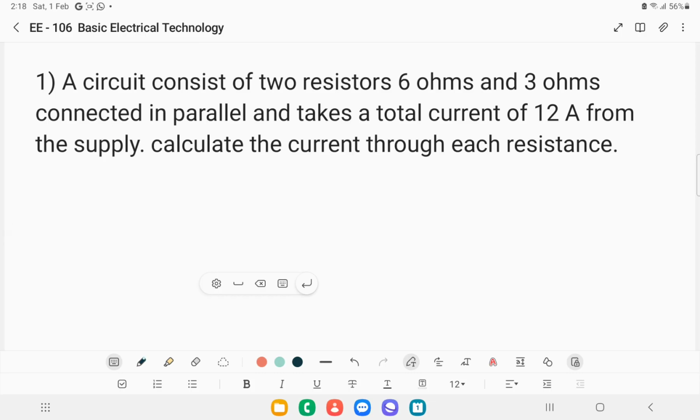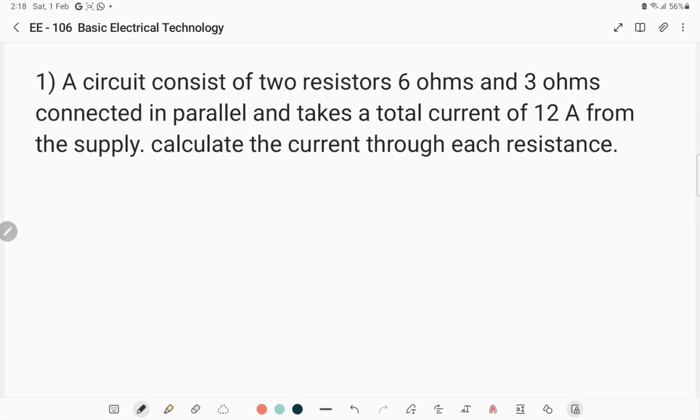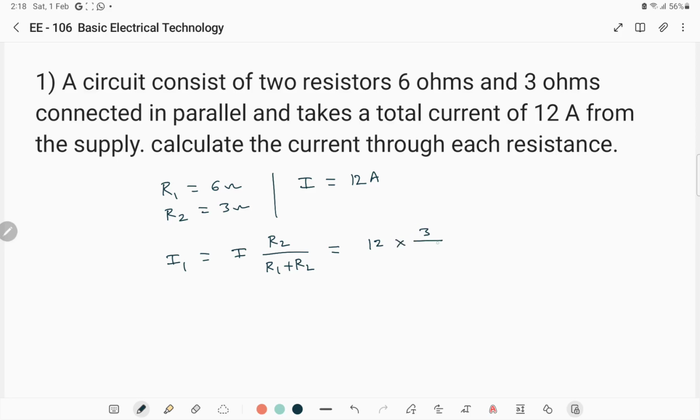What is given? R1 is given 6 ohms, R2 is given as 3 ohms. Total current I is 12 ampere. Let's apply current division rule to find out current flowing through 6 ohms. That is I1, total current into opposite arm resistance R2 by total resistance R1 plus R2. I is 12, R2 is 3, 3 by 3 plus 6. So 12 into 3 by 9. So 4 ampere will flow through 6 ohm.